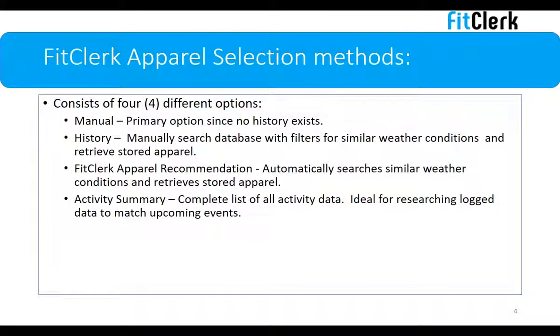Getting back to the apparel selection process video, I'm going to cover 4 different apparel selection methods. They consist of manual, history, FitClerk apparel recommendation, and the activity summary. For starting out, the manual method is available since no data history exists. Once the database is established, the history method allows users to sort the database for specific weather conditions and retrieve apparel. The FitClerk Apparel Recommendation method automatically searches the database for similar weather conditions and retrieves the stored apparel. And finally, the Activity Summary method does not log data, but it's ideal for database searches to match historical data to forecasted weather conditions and future events.